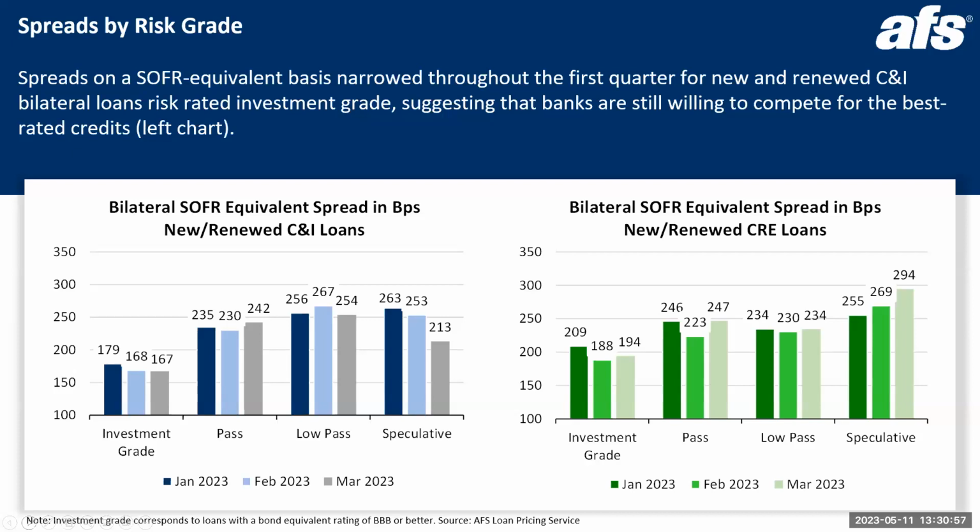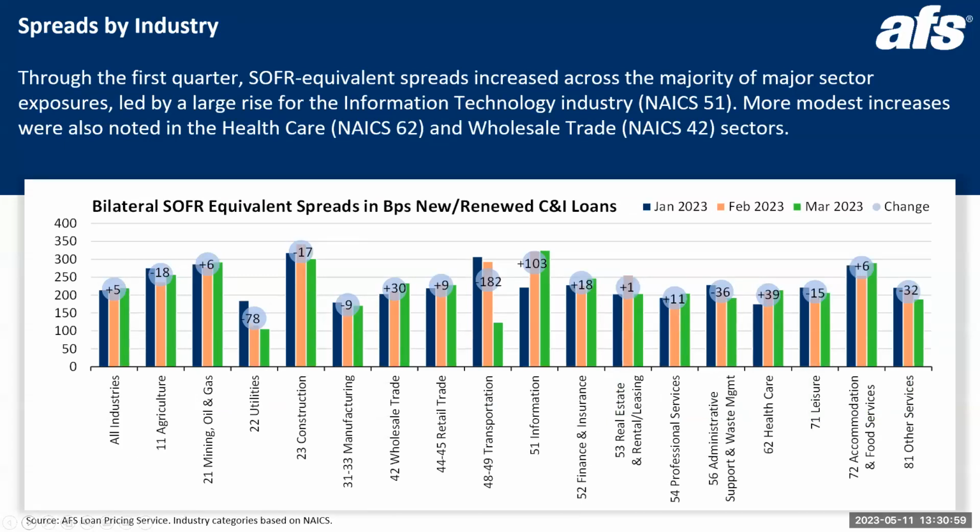On the next slide, we highlight the SOFR equivalent spread throughout the quarter for industry sectors. I want to point out 2 industries in the middle of the chart, namely information and transportation. Spreads in the information sector increased dramatically in February and held that level through March. And contrast that with transportation, which came down a little bit in February, but dropped dramatically in March. This drop was attributed to large deals that were very aggressively priced.